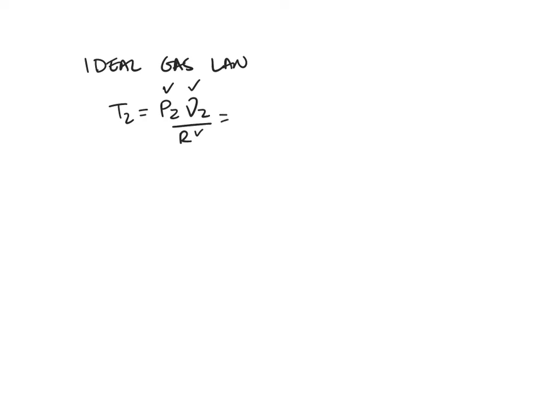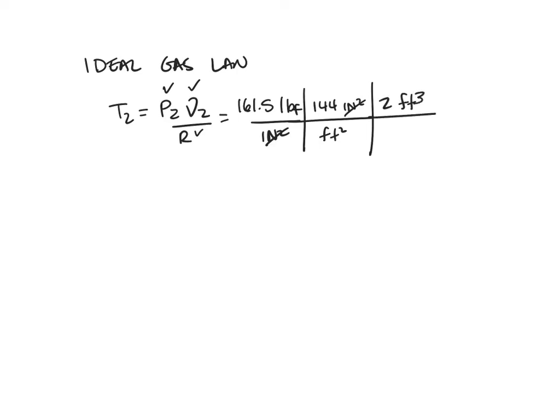So pressure 2 is 161.5 pounds force per inch squared. But we really want that in feet, so we'll multiply this by 144 inches squared per feet squared. And then we'll insert the volume, 2 cubic feet per pound mass.